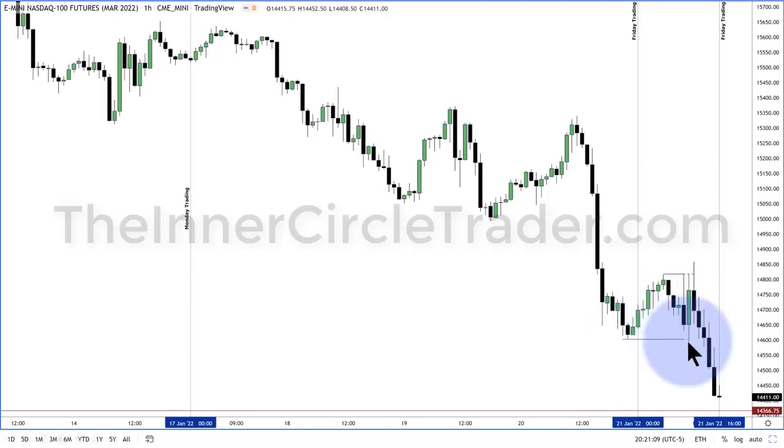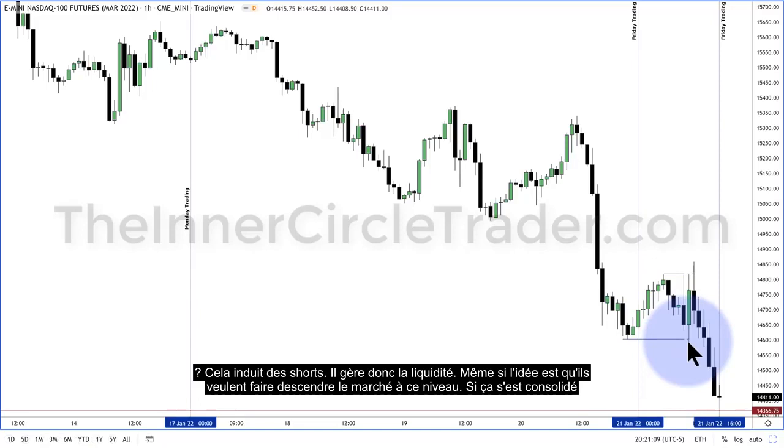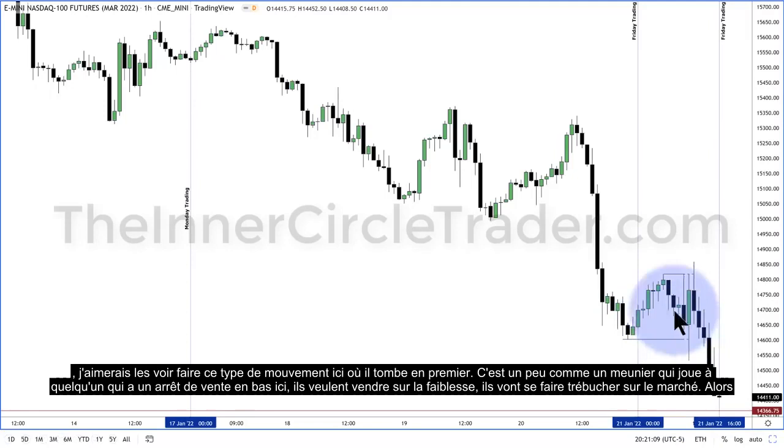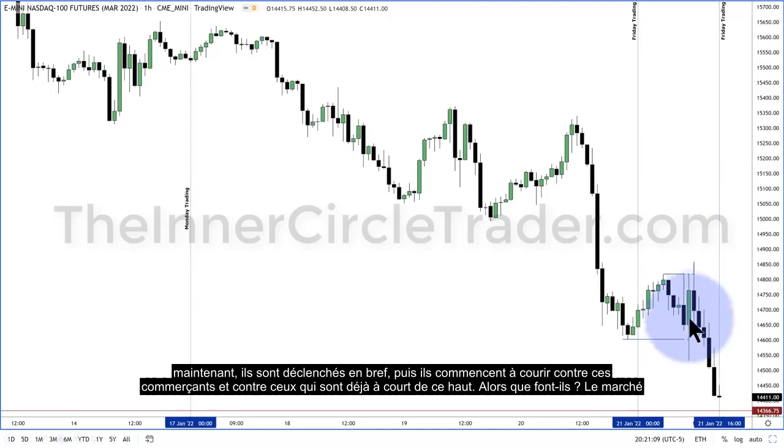Why would it do that first? This is inducing shorts. Okay, so it engineers liquidity. Even if the idea is that they want to take the market down to this level, if it's been consolidating, I like to see them do this type of move here, where it drops down first. It's kind of like a sucker play. Anybody that has a sell stop below here, they want to sell on weakness, they're going to get tripped into the marketplace. So now they're triggered in short. And then they start doing a run against those traders and against those that were already short from this high.